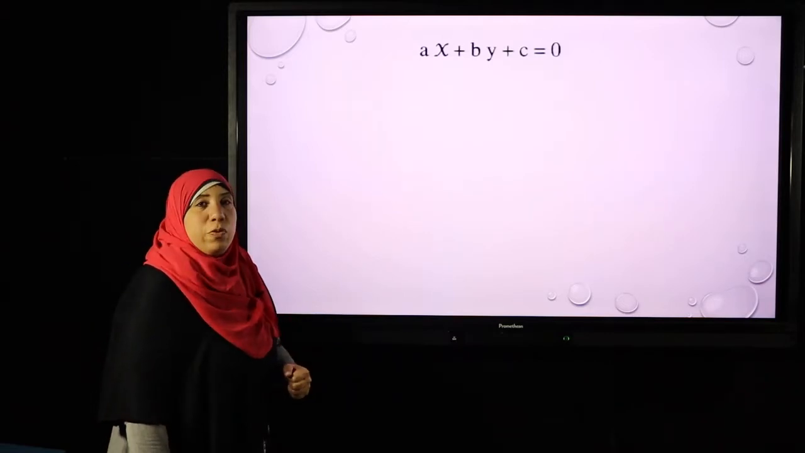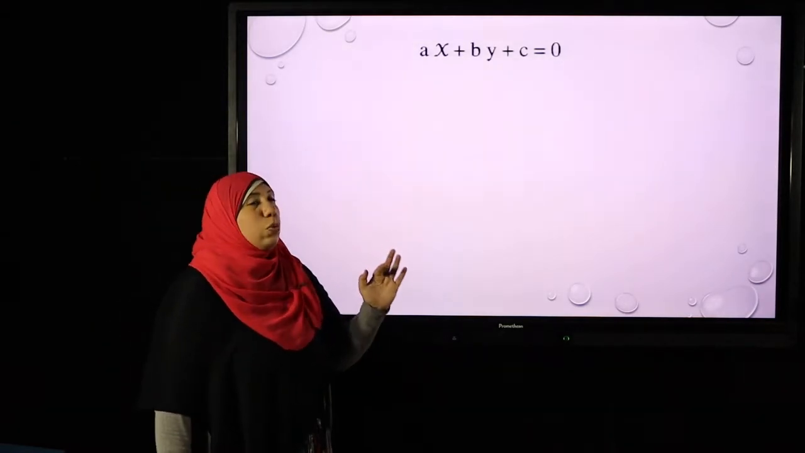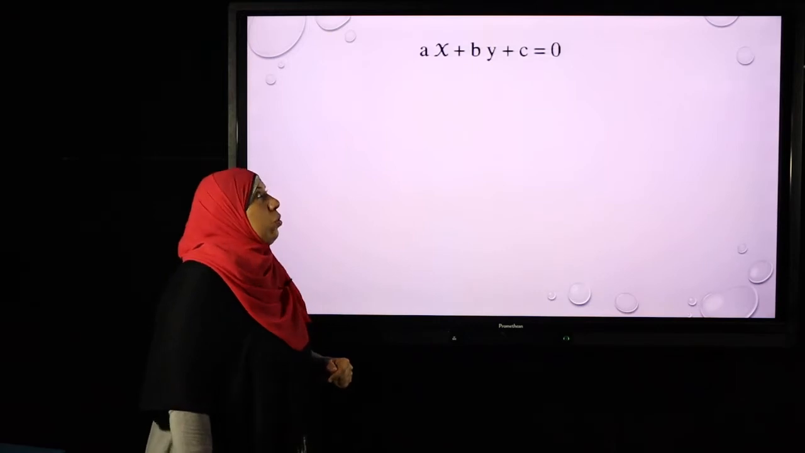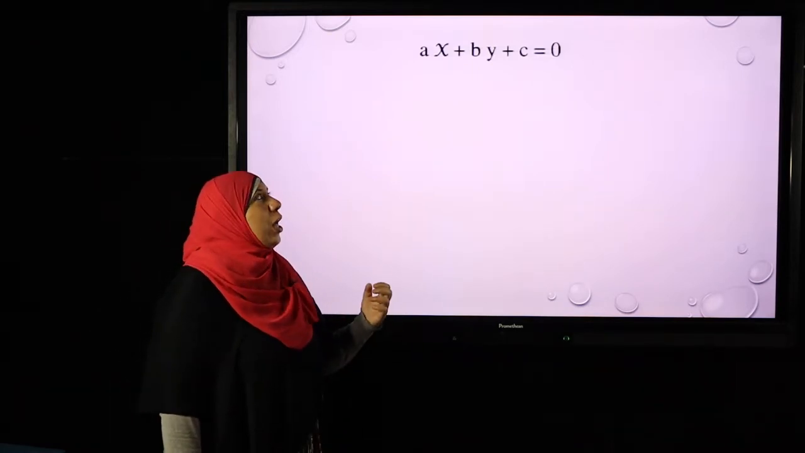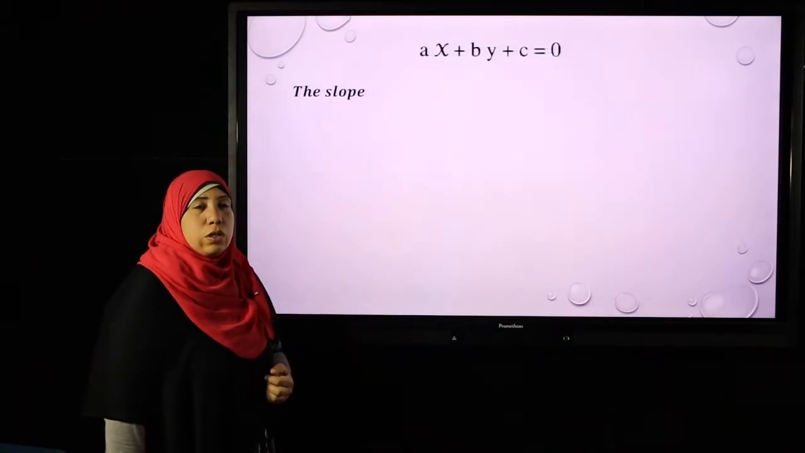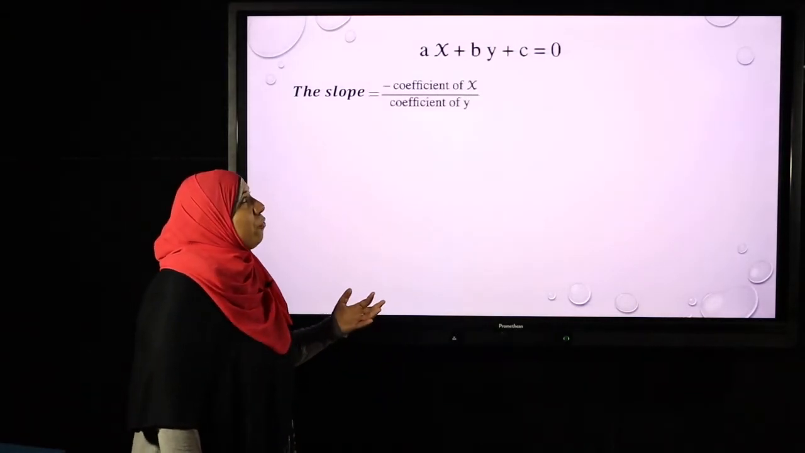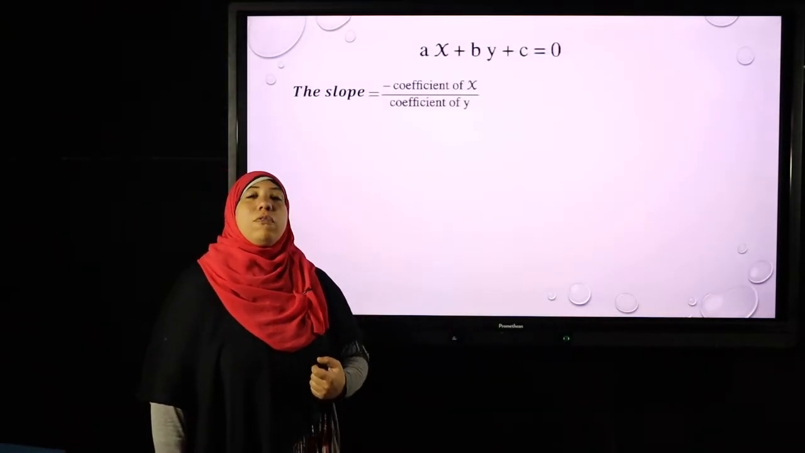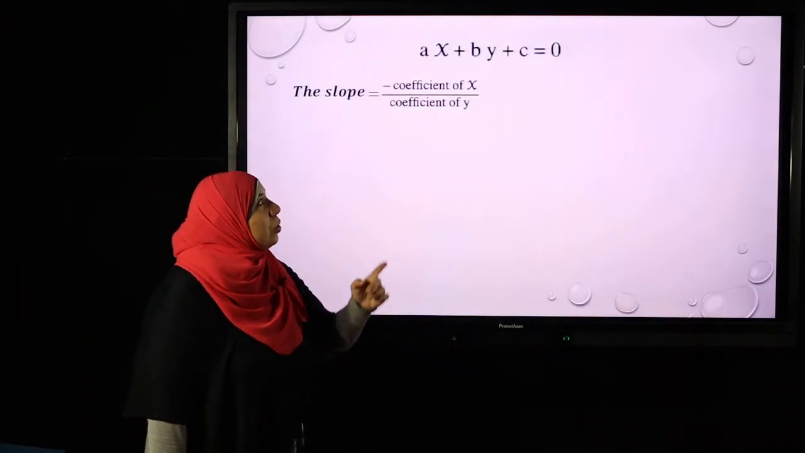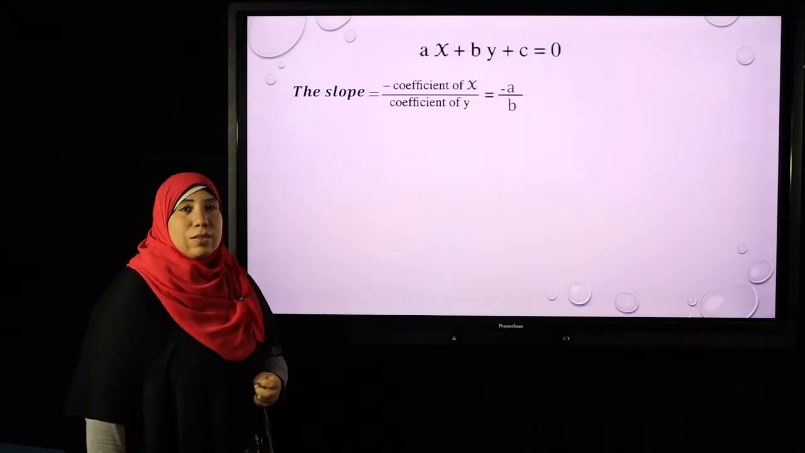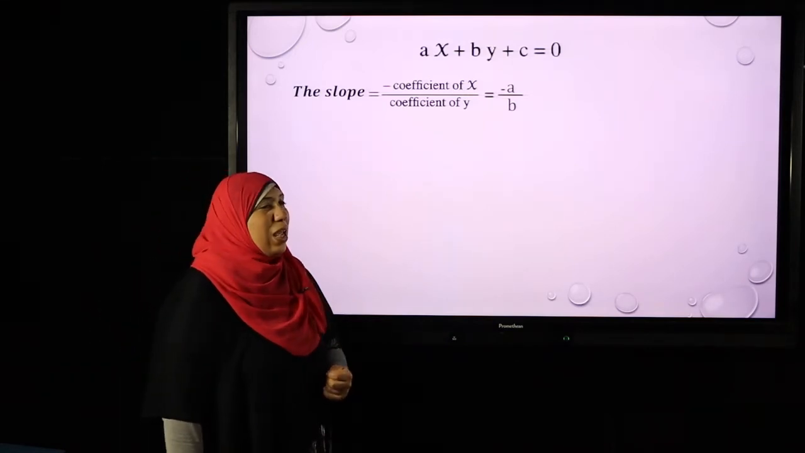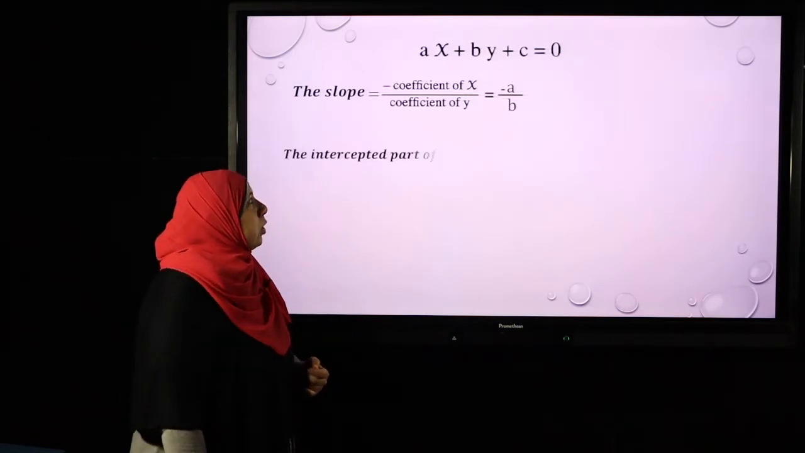I have another form of the equation, ax plus by plus c equals 0. In this form, I have a different rule for the slope, which is negative the coefficient of x over the coefficient of y, the numbers beside x and y as they are. So it equals negative a over b.